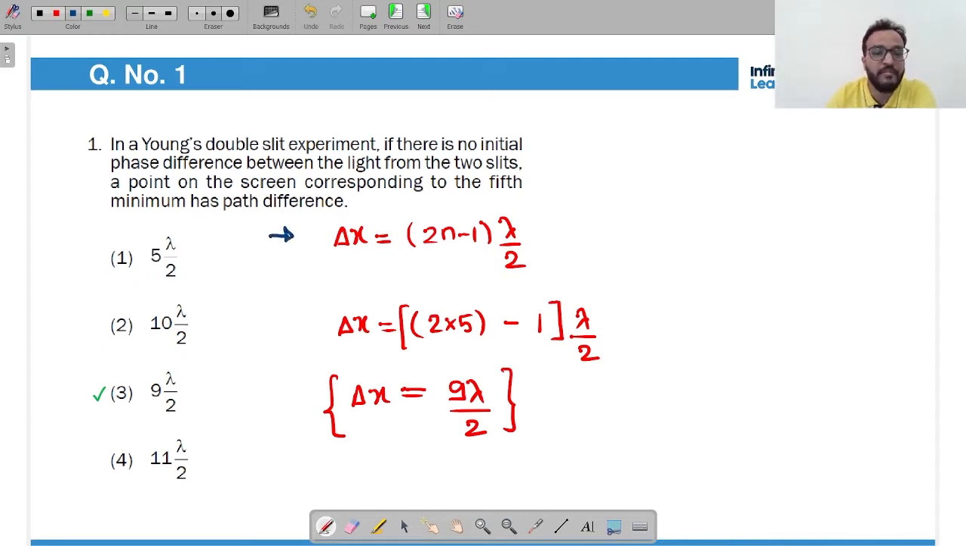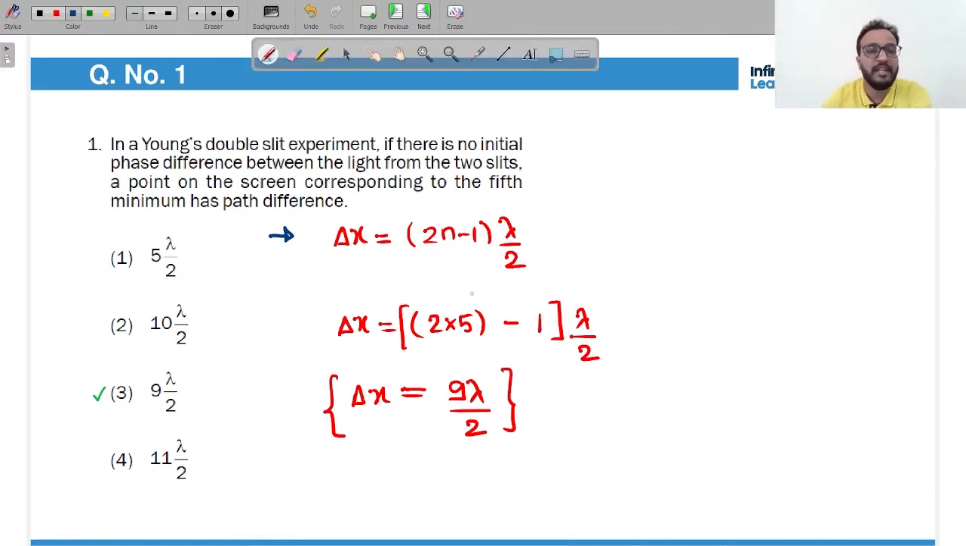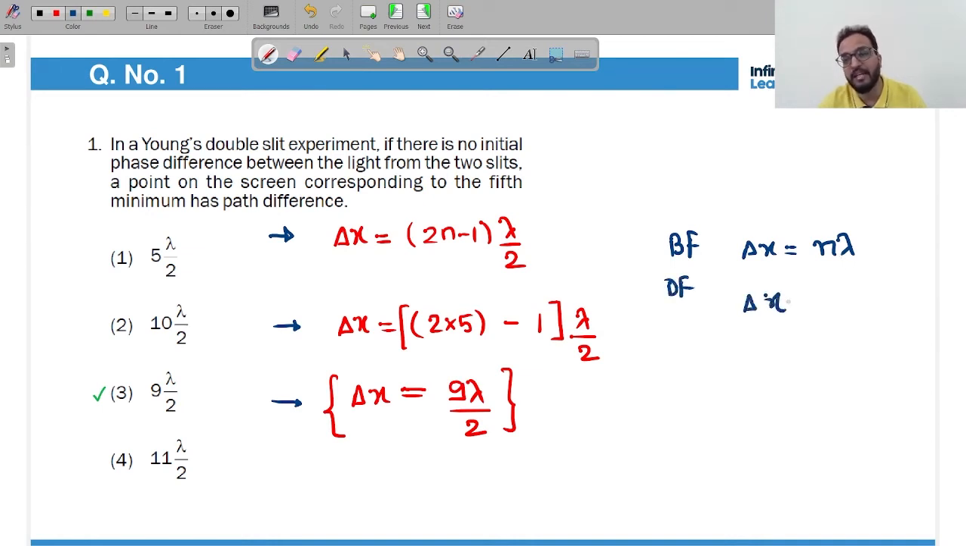So you will say, sir, the simple formula for minimum or dark fringes is delta x is (2n minus 1) into lambda by 2, and since we want it to be the fifth minima, instead of n we have to put 5 here, right? So it will become 2 into 5 minus 1, 9 lambda by 2. So your correct answer will be 9 lambda by 2. I hope you know this thing. For bright fringes, you will say, sir, delta x is equal to n lambda. And for dark fringes, remember that delta x is (2n minus 1), odd multiples of lambda by 2, right? That is what we have used here.